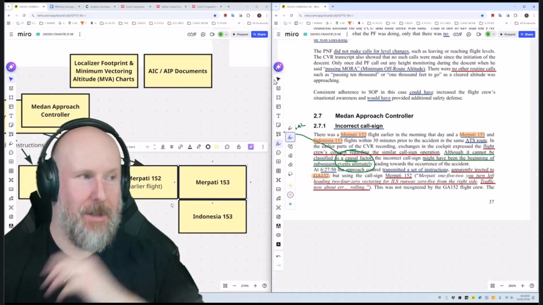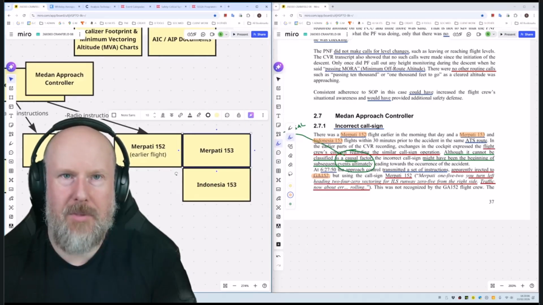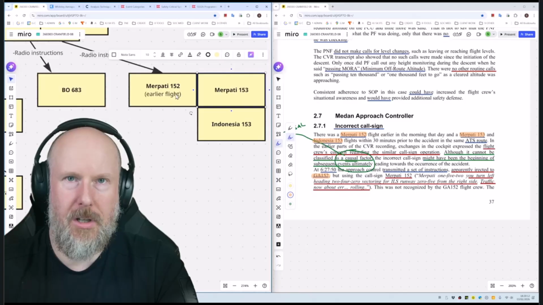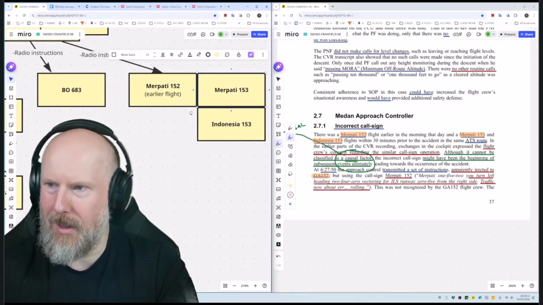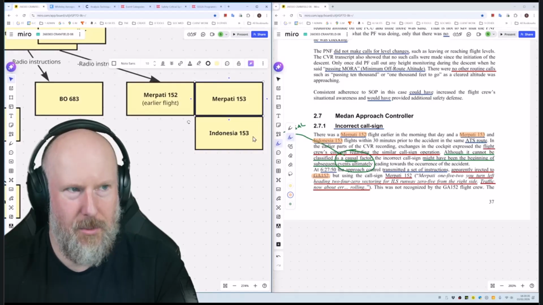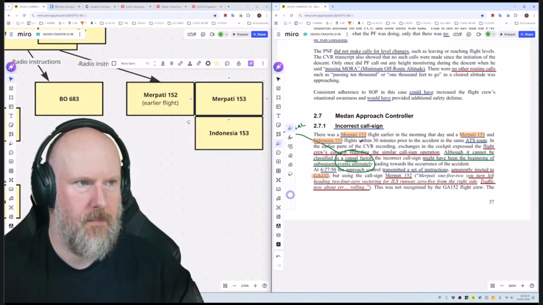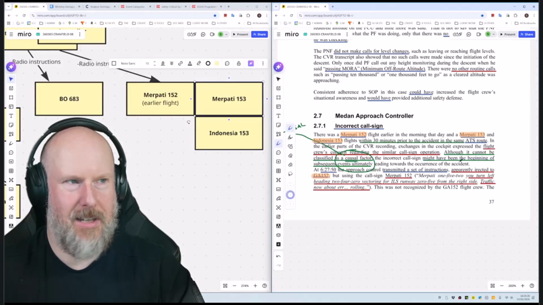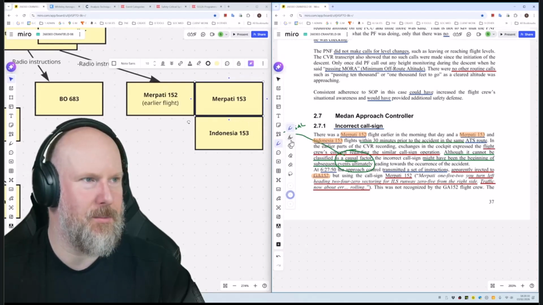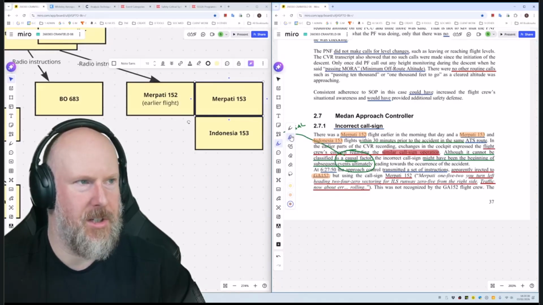Thanks, Manuel. Okay, yeah, what I was saying is that there were a number of aircraft flying around with various call signs which were similar. So there was Merpati 152, which was an earlier flight. Then there was Merpati 153 and then Indonesia 153. And they were both within 30 minutes prior to the accident in the same ATS route. So yeah, similar call sign operation was certainly something that is a concern, shall we say.